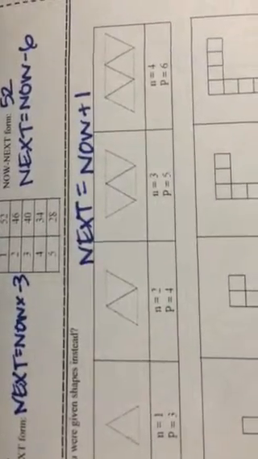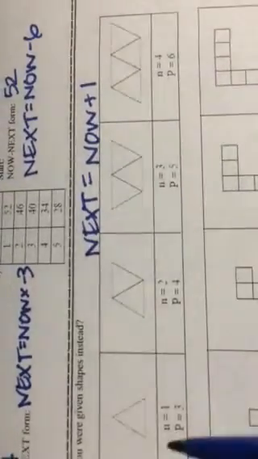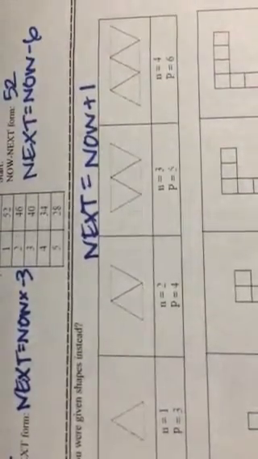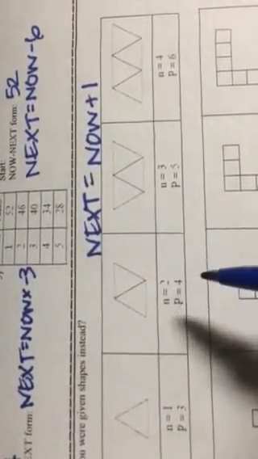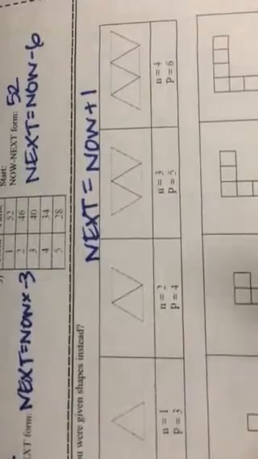3, 4, 5, 6. So, next equals now plus 1. You can also write an equation that just has n and p in it. So if you figure out how to get from 1 to 3, you just add 2. That also works to get from 2 to 4, from 3 to 5, and from 4 to 6. So n plus 2 always equals p. So you can also write that.